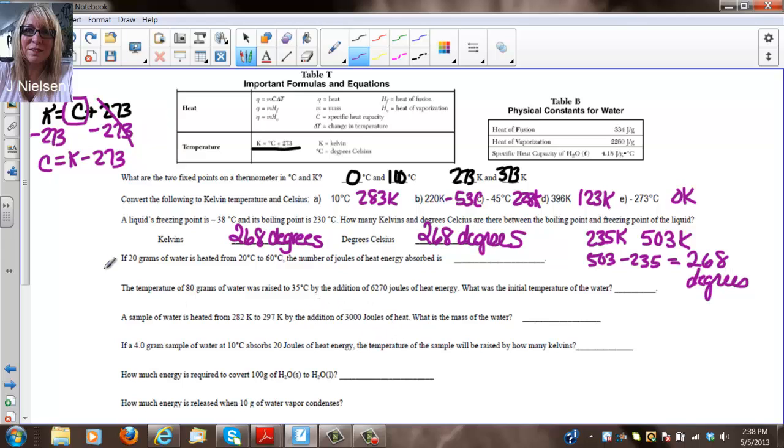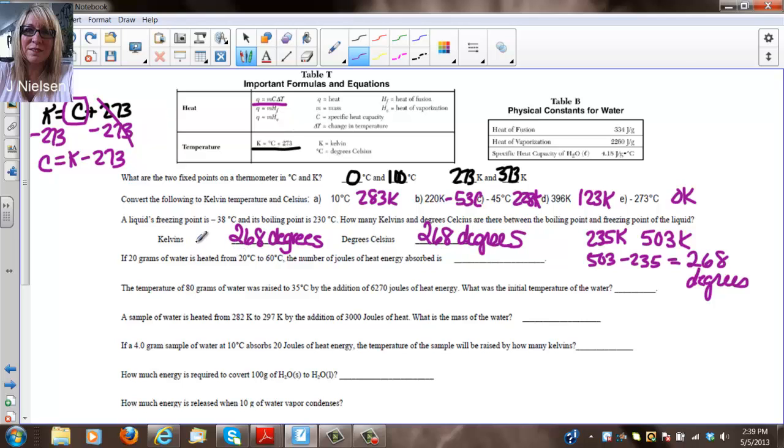All right, we're going to finish up with some heat problems. Table T. The only time you use the first formula, Q equals mc delta T, is when you have a change in temperature, or you're finding either your initial or your final temperature. Q equals mH sub F. That's the mass times the heat of fusion. We use heat of fusion when we're melting, and Q equals mH sub V. H sub V is heat of vaporization. We use that when we are boiling.